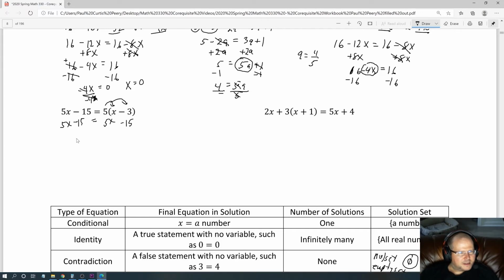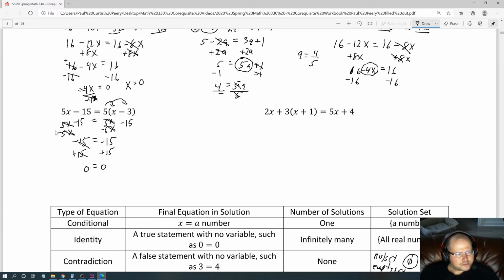At this point we're going to try to get all the variables on one side, so we subtract 5x from each side. Cancel, cancel, cancel, cancel. Then we end up with negative 15 is equal to negative 15. Next we're going to try to get all the constants to one side by adding 15. Whatever we do to one side, we do to the other. Cancel, cancel. We end up with 0 is equal to 0.